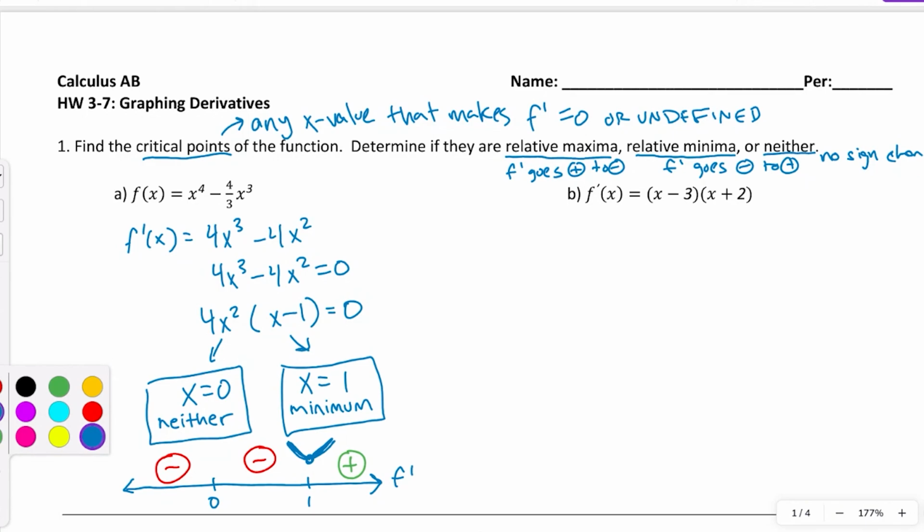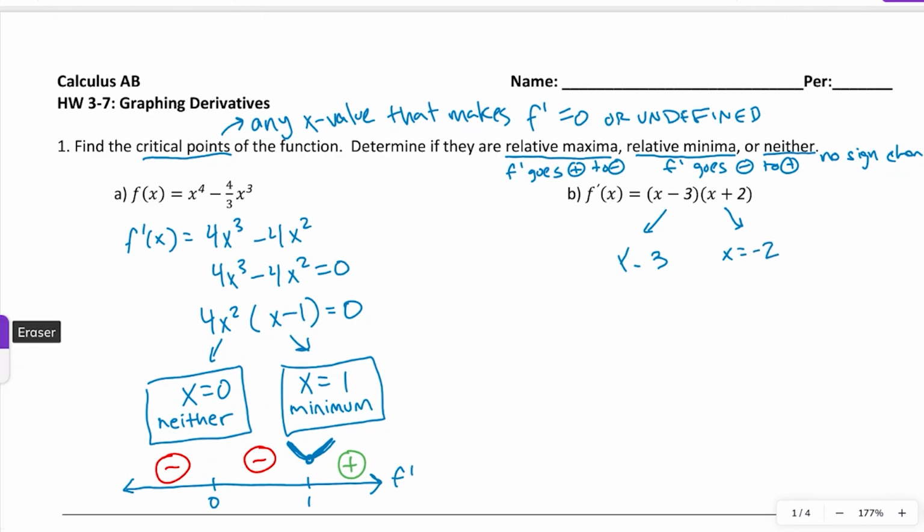Part B gives us f prime. So we actually don't have to find f prime. F prime's already given. And so we can jump straight to the critical points. x equals 3 and x equals -2. Those are our critical points. And so we want to classify each of these in the same way that we did the last problem. So we've got -2, we've got 3.